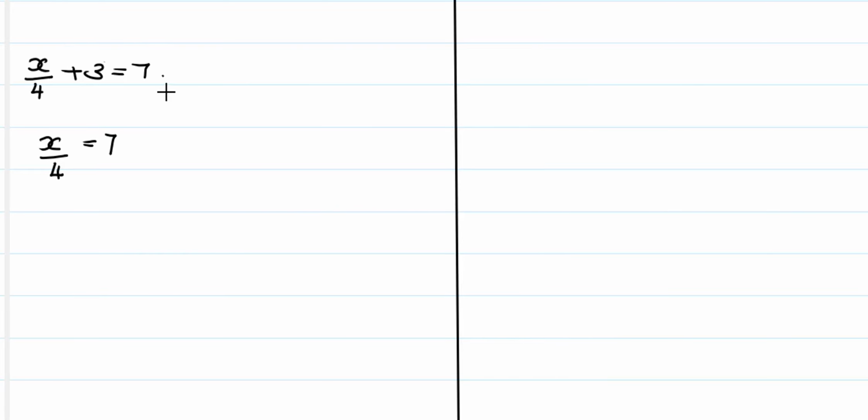Then I take these 3 on the other side, and since here it was positive, when it goes to the other side, it will be negative, so it will be minus 3. Then I have x over 4 is equals to 7 minus 3, which is 4. Let me copy it here.